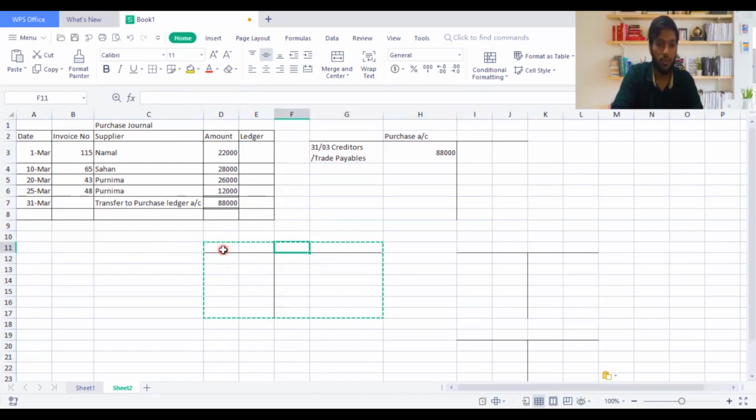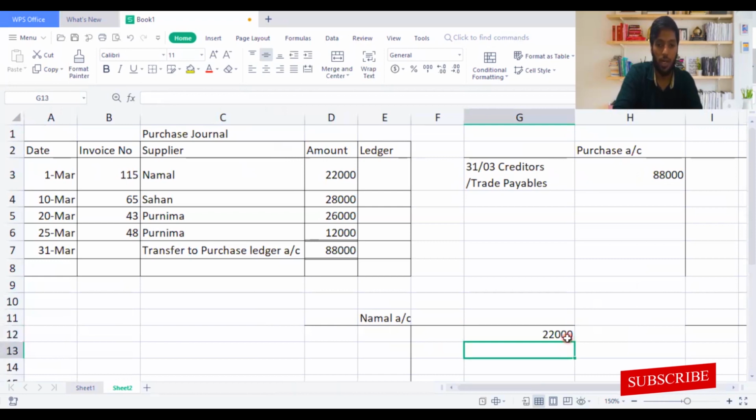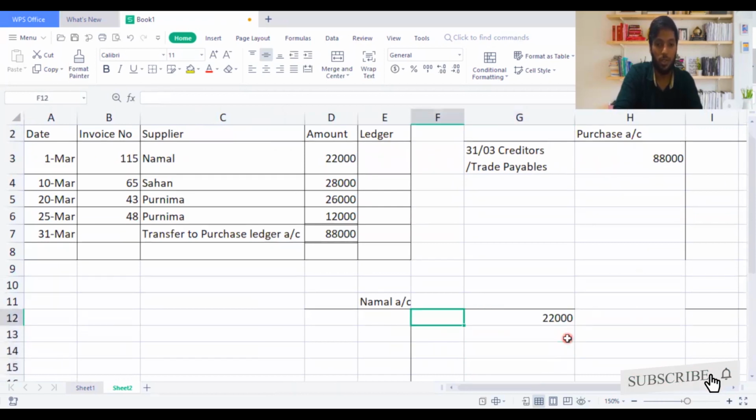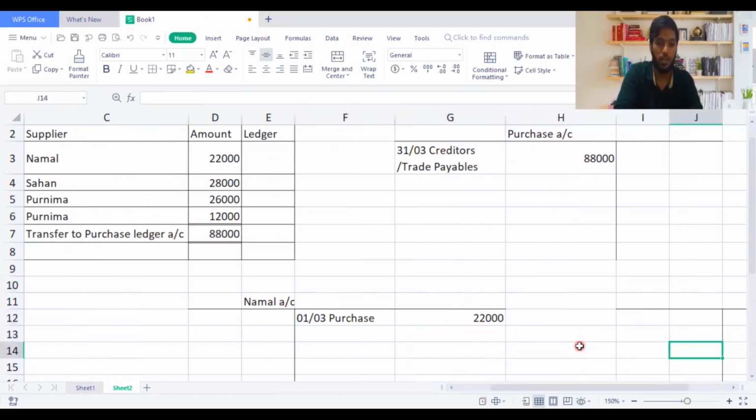So I'll start with the first one. What is the name they have given? Namal account. Namal is a credit supplier. So creditors account, if purchase account is debit, creditors account, Namal amount, you will write 22,000. And I'll zoom a bit so you'll have a complete view of what I'm doing. Namal account 22,000, and here I will write purchases. What's the date they have purchased? 1st March. So 1st March purchases. So that's done. That's easy. We are done with Namal account.